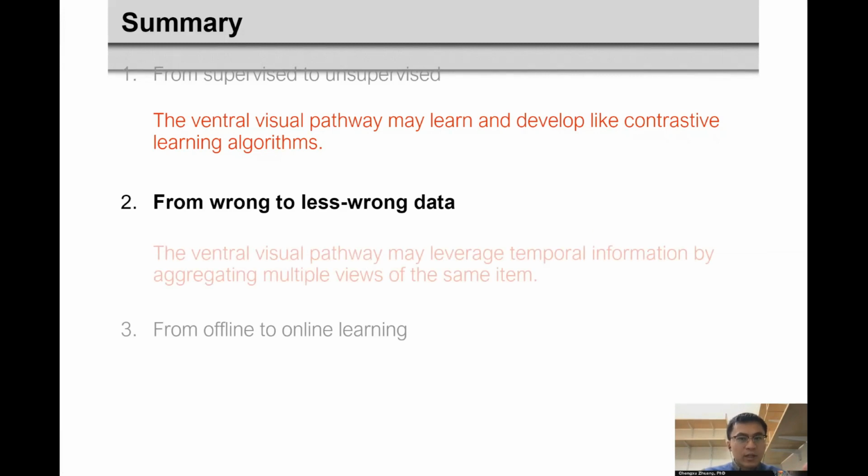Now, this is the second project, where I just talked about how temporal information can be used. And this indicates that the ventral visual pathway may leverage the temporal information by aggregating multiple views of the same item.